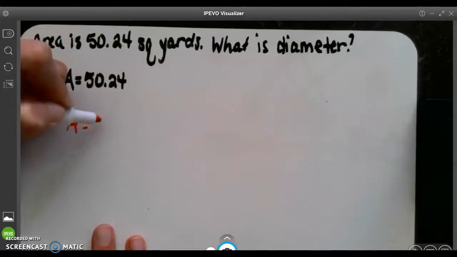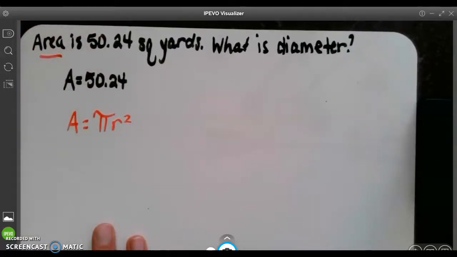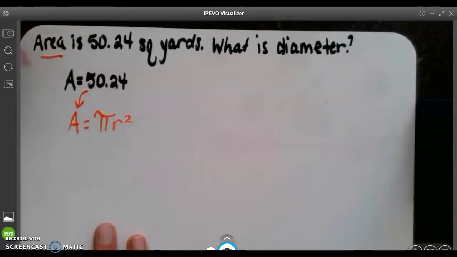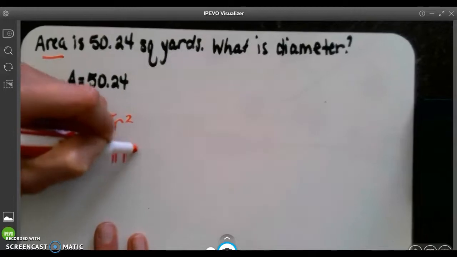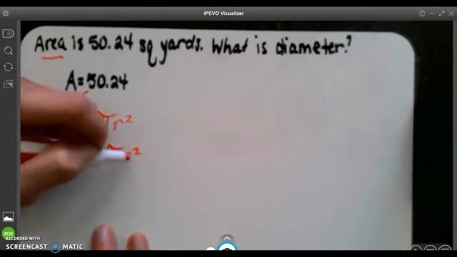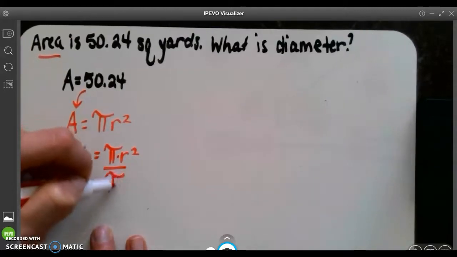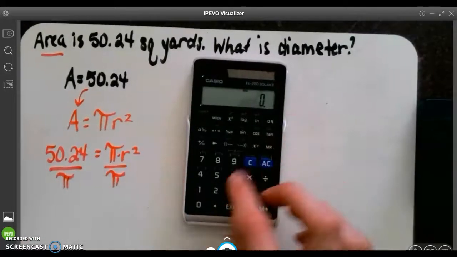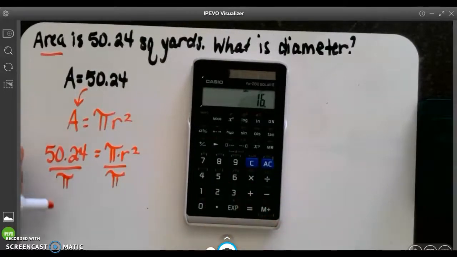So area is 50.24. I want to use the area formula, pi r squared. I'm not going to use the circumference formula if we're talking about area. If area equals 50.24, I want to plug that in for the area part of the equation. So I have 50.24 equals pi times radius squared. That pi times radius squared, just like the circumference problem, is being multiplied. I want to divide by pi on both sides. I'm trying to get r by itself. So 50.24 divided by 3.14 for pi is 16.